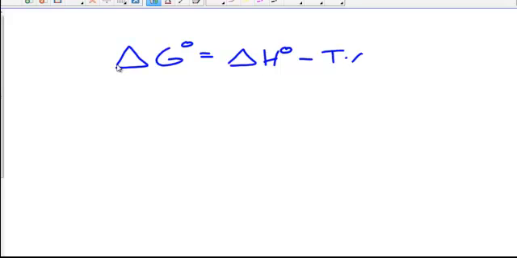Hey, welcome back. In our last video, we learned a brand new way to determine if a reaction was spontaneous or not, if it was thermodynamically favorable. That new method was Gibbs free energy, or just free energy. It's basically defined by the equation ΔH minus TΔS. We said that if ΔG was negative, then your process was thermodynamically favorable or spontaneous.